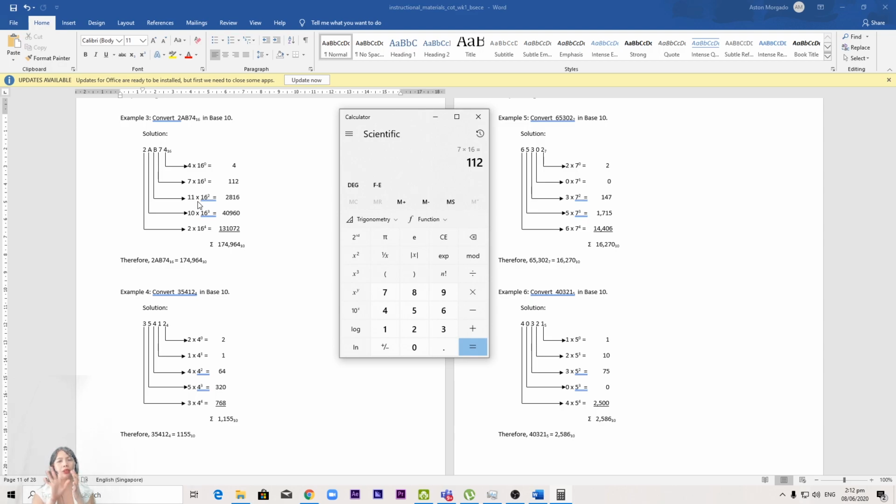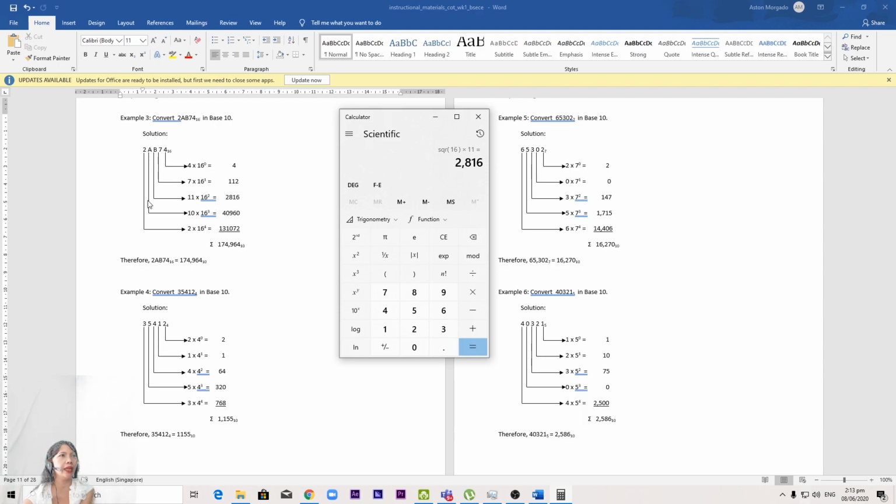D is 13. E is 14. F is 15. So for B, it actually has a value of 11 times 16 square. So let's try 16 square times 11. Okay, so we'll have an answer of 2816.